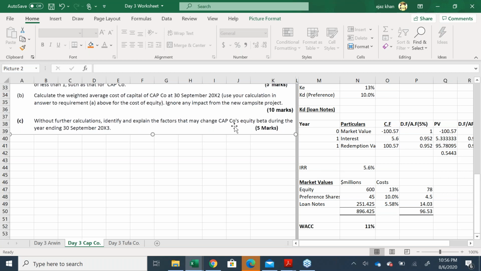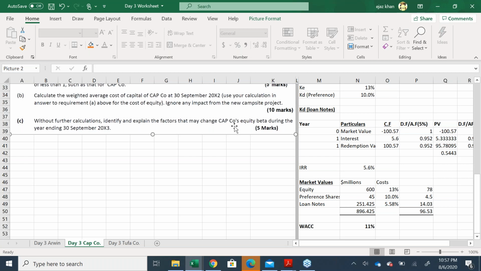So if the business risk of the company changes, it will change the equity beta. If the financial risk of the business changes, it will change the equity beta. The financial risk will change if the gearing ratio changes. So if a company gets more debt, and its gearing ratio changes, its equity beta will also change.